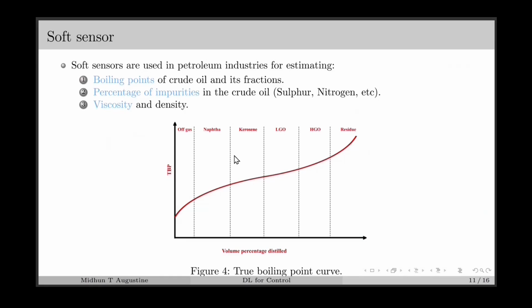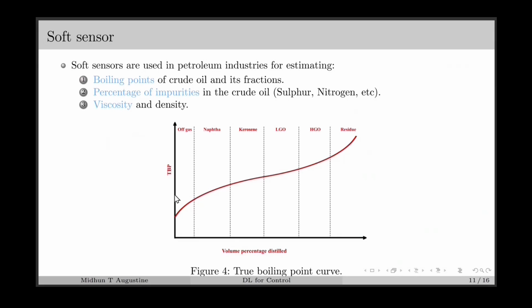Here we can see different fractions in a crude oil, which are naphtha, LGO, which stands for light gas oil, and HGO for heavy gas oil, and each of these components has different boiling points. Based on this, there are different parameters such as initial boiling point, which is the temperature at which the first drop of this particular fraction is formed. For example, if we want to know the initial boiling point of naphtha, it is this particular temperature. Similarly, there are many other factors such as 5% cut point, 95% cut point, etc. These are the temperatures at which 5% of that particular fraction is formed, and so on.